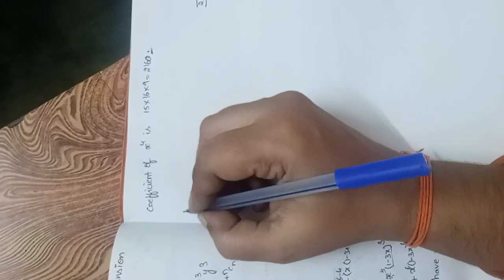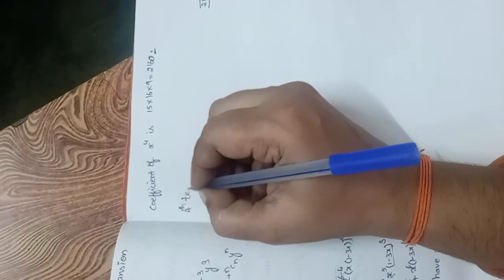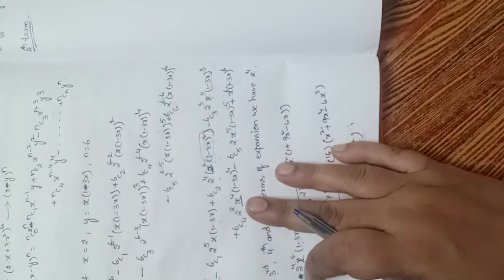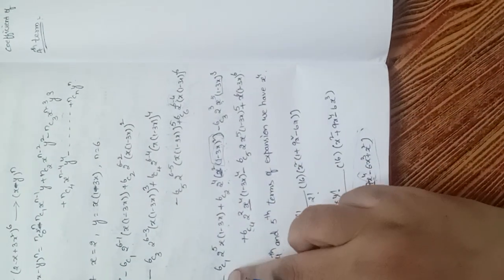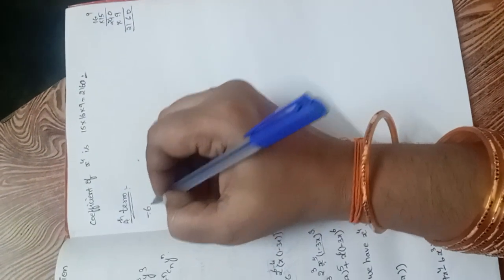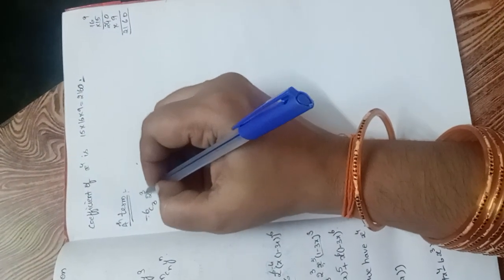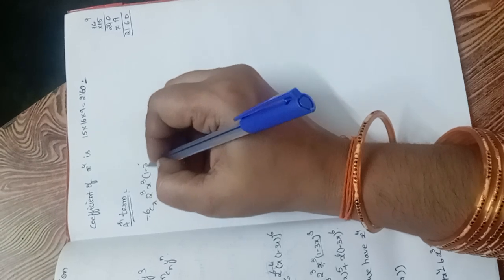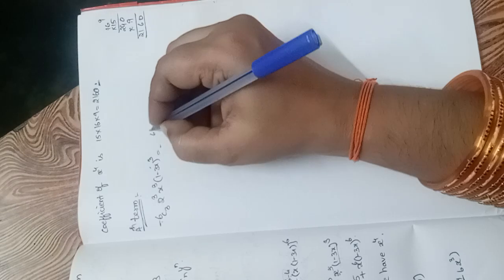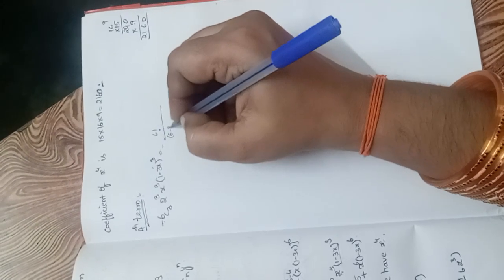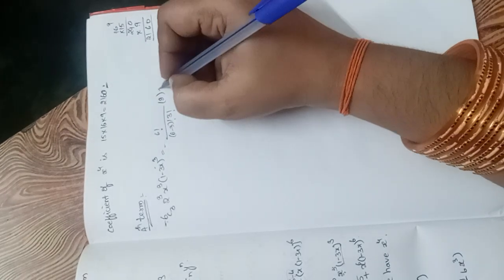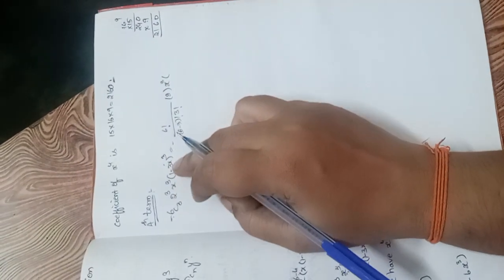Next, coming to the fourth term. What is the fourth term in the expansion here? 1, 2, 3, and this is the fourth: minus 6c3, 2 cube x cube, 1 minus 3x whole cube, right? Let us expand this: minus 6 factorial by 6 minus 3 factorial into 3 factorial, into 8, since 2 cube is 8, x cube into a minus b whole cube.